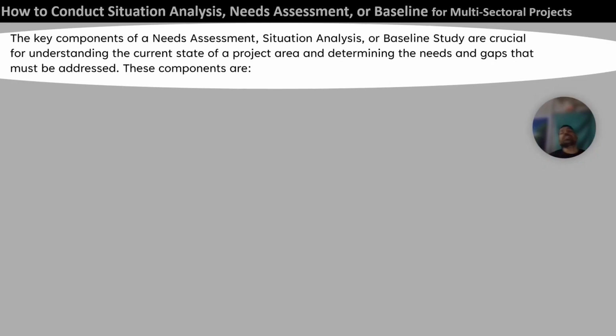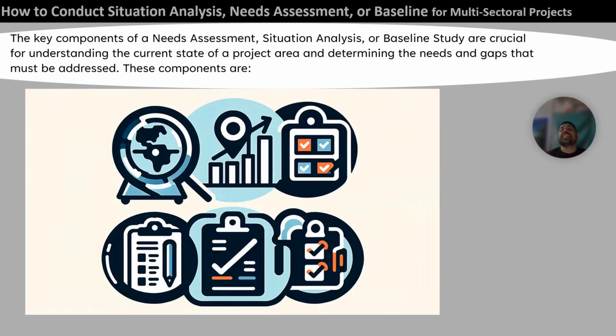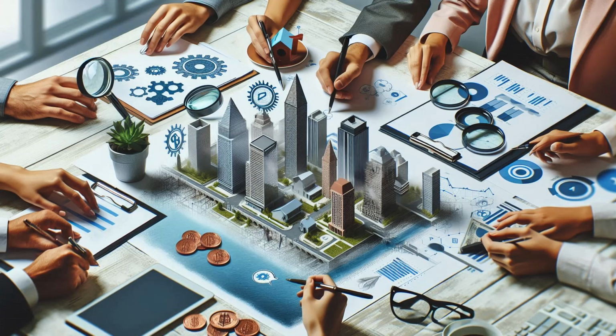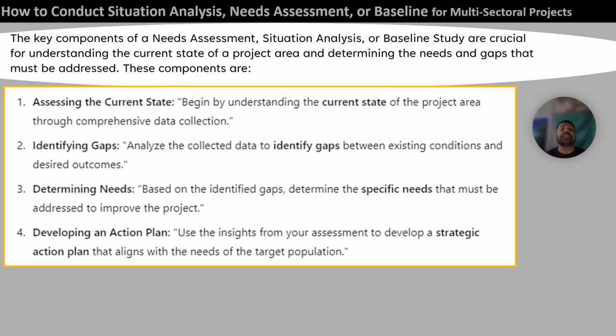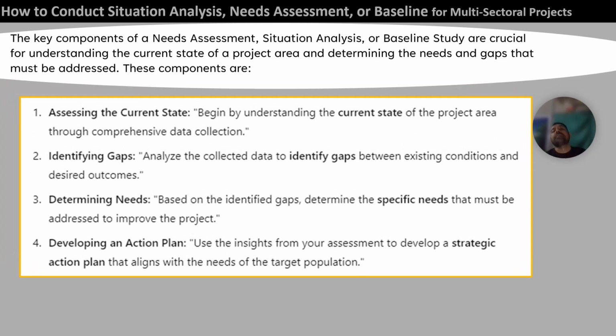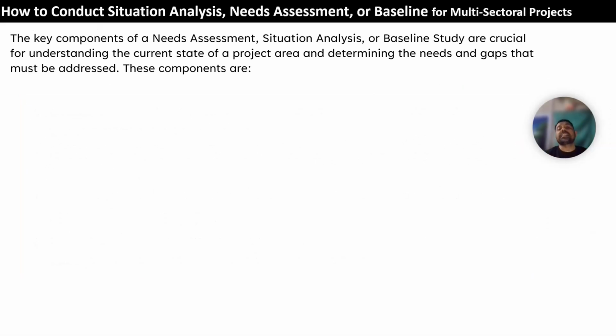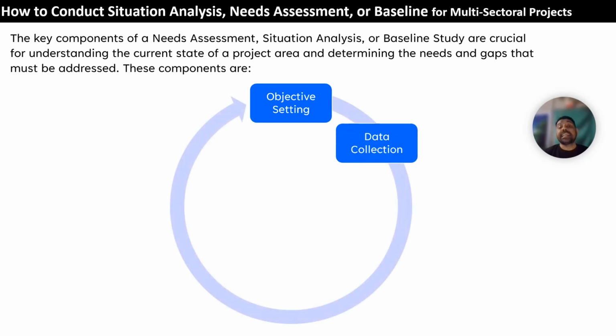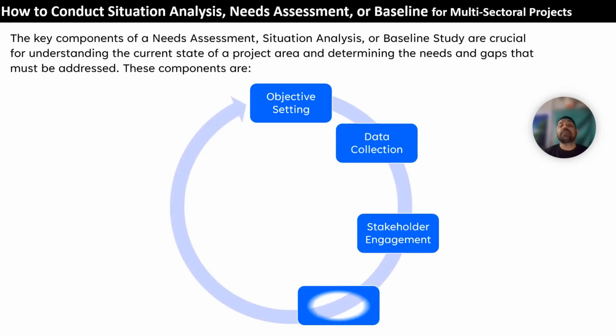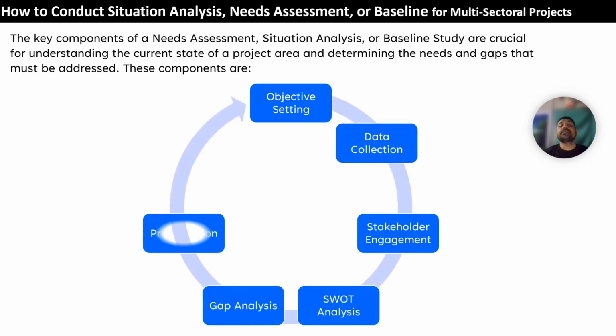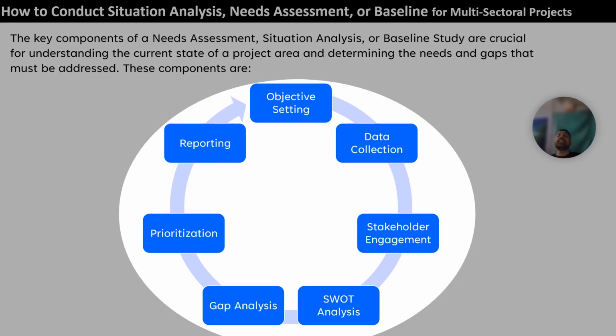The key components of a need assessment, situation analysis, or baseline study are crucial for understanding the current state of a project area and determining the needs and gaps that must be addressed. These components are objective setting, data collection, stakeholder engagement, SWOT analysis, gap analysis, prioritization, and then reporting. So these are basically the key components of a situation analysis, baseline, or needs assessment study.